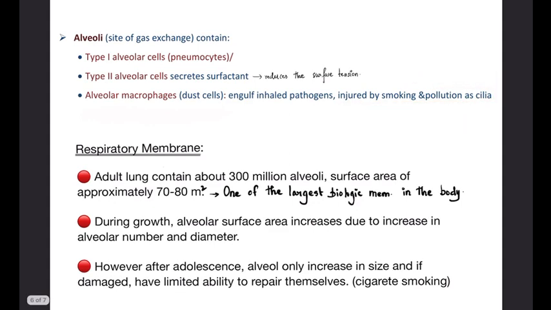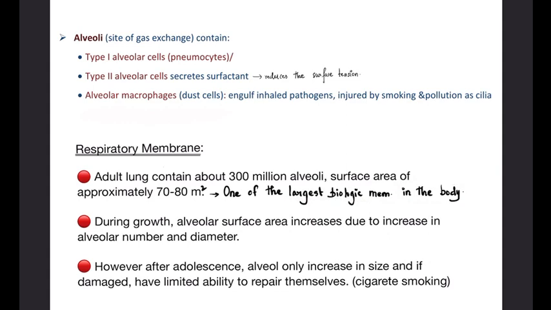Respiratory membrane. Adult lung contains about 300 million alveoli. This is just the information. Okay, there's nothing to explain here. Adult lung contains about 300 million alveoli, with a surface area of approximately 70 to 80 square meters, and people say that it is one of the largest biologic membranes in the body. Okay, who are the people? Scientists. Obviously they have identified it.